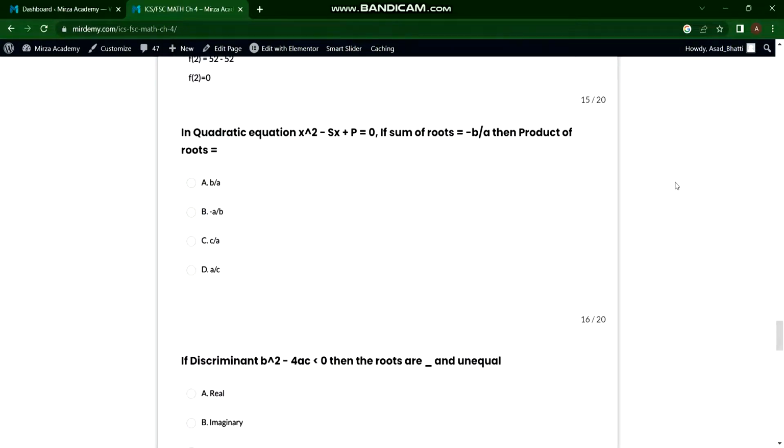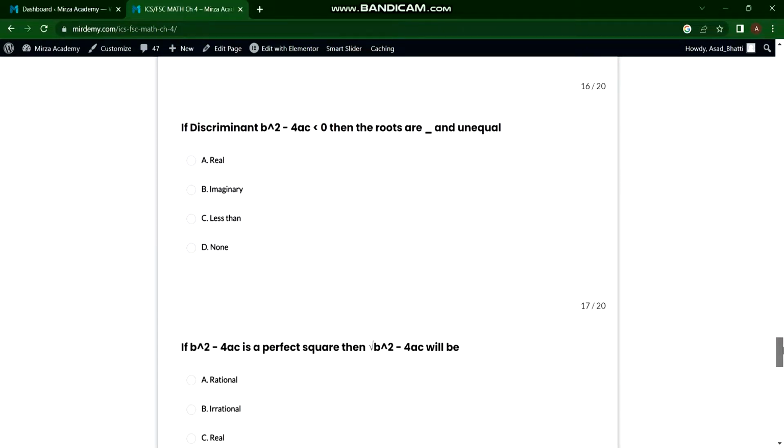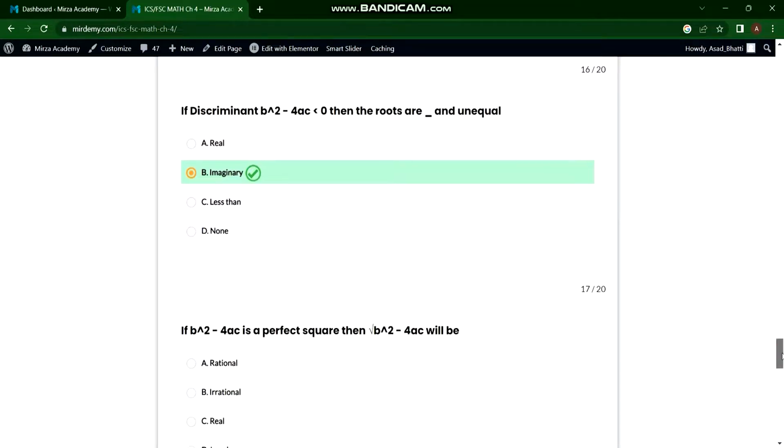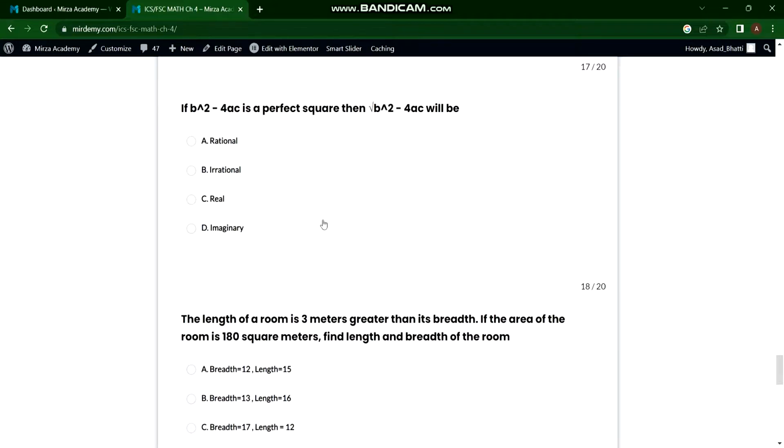The next MCQ is here. In the quadratic equation ax squared plus bx plus c is equal to 0, if the sum of roots is equal to minus b over a, then the product of roots is always equal to c over a. So C option is correct. The next MCQ: if the discriminant b squared minus 4ac is less than 0, then roots are dash and unequal. A simple question. Then roots will be imaginary and unequal. The next MCQ: if b squared minus 4ac is a perfect square, then the square root of b squared minus 4ac will be rational. Must remember this.